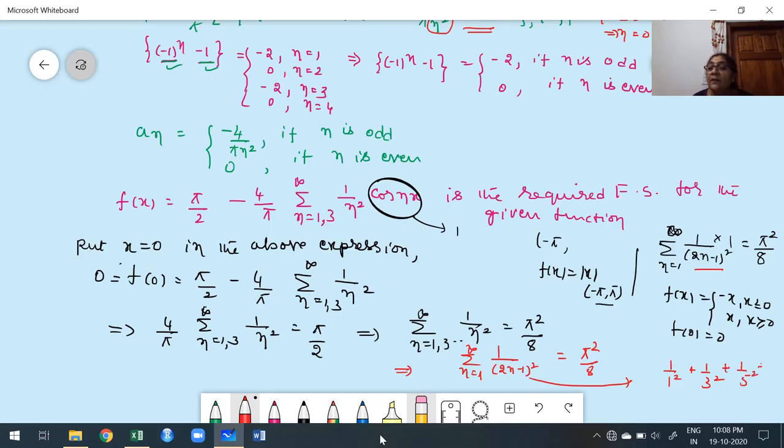Right? Clear? Suppose you expand this, what we get? Actually 1 by 1 square plus 1 by 3 square, etc. Observe carefully, these two series must be equal. Therefore, for n ranging over odd values, 1 by n square can also be written as a sum from 1 to infinity. Instead of n, what we are going to replace? 2n minus 1 whole square. Instead of n, we are going to take 2n minus 1. These two series must be equal. Therefore, this is what they are expecting in the problem.